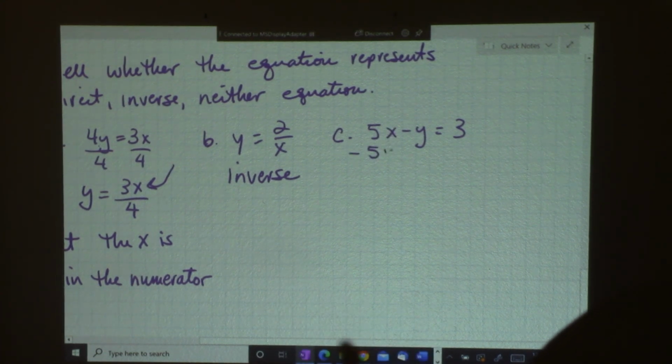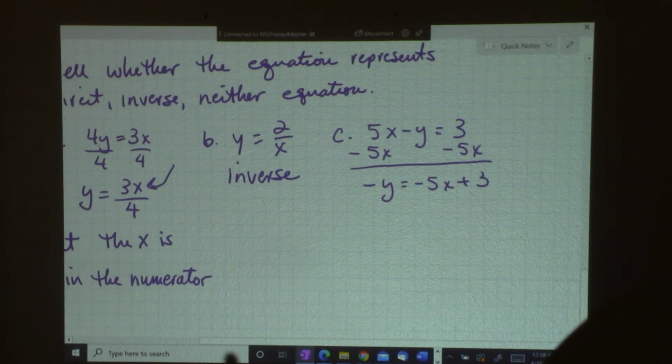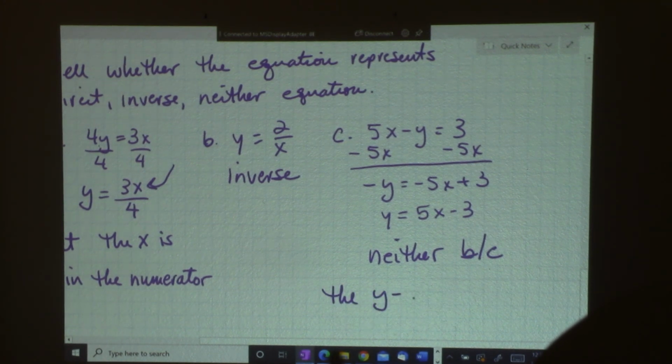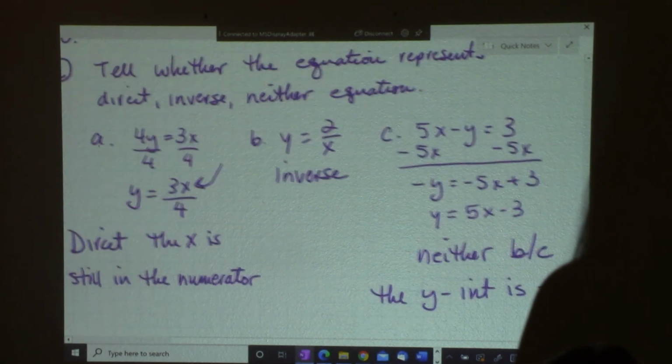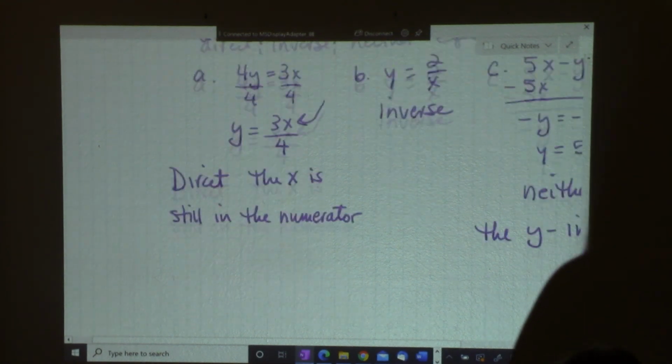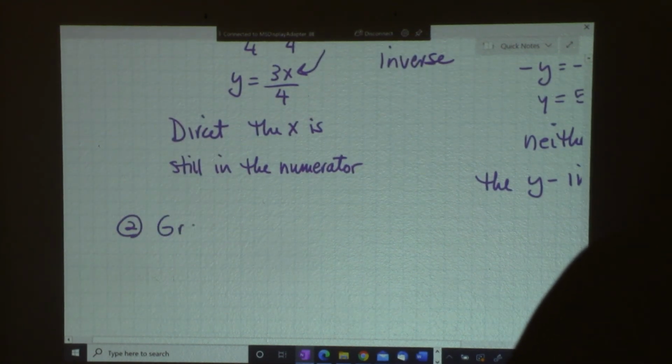Okay, so I'm going to subtract 5x, and I get negative y equals negative 5x plus 3. I need to change the sign. I'm not finished. Y is not alone. It still has a negative. So I'm going to multiply through by negative 1, which means I change all the signs, and I can see this is neither because the y-intercept is negative 3, not 0. Okay? All right, let's go on and graph y equals 3 over x.